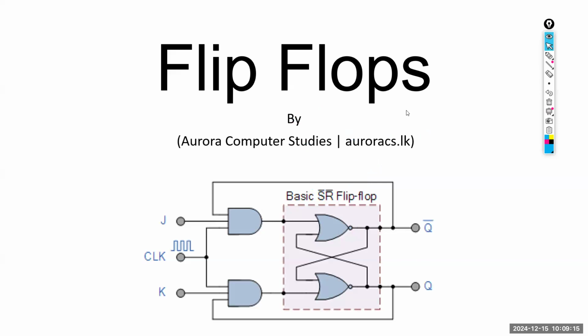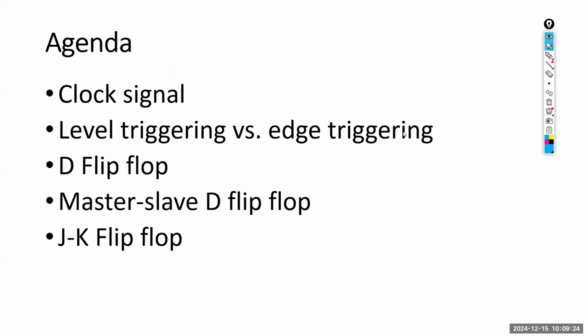Okay, so let's continue. Now we move on to the second part, that is flip-flops. Here we'll look at the role of the clock signal, and the difference between level triggering and edge triggering of a clock. Then we'll look at what a D flip-flop is, and also the JK flip-flop. Actually, the master-slave flip-flop we don't cover, but it's in your notes. That is not something we are going to cover because it's a little bit beyond your syllabus. So we'll look at the clock signal, level triggering versus edge triggering, the D flip-flop, the JK flip-flop, and a few questions.